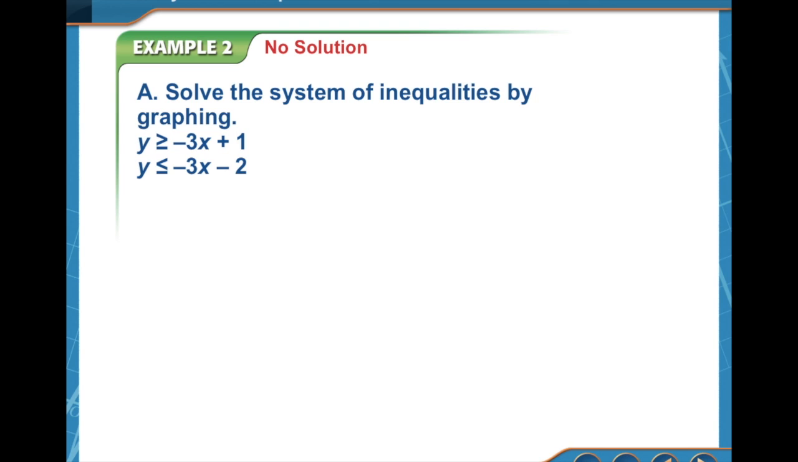Okay, so 2A, we want to solve this system by graphing. So we're going to follow the same process.